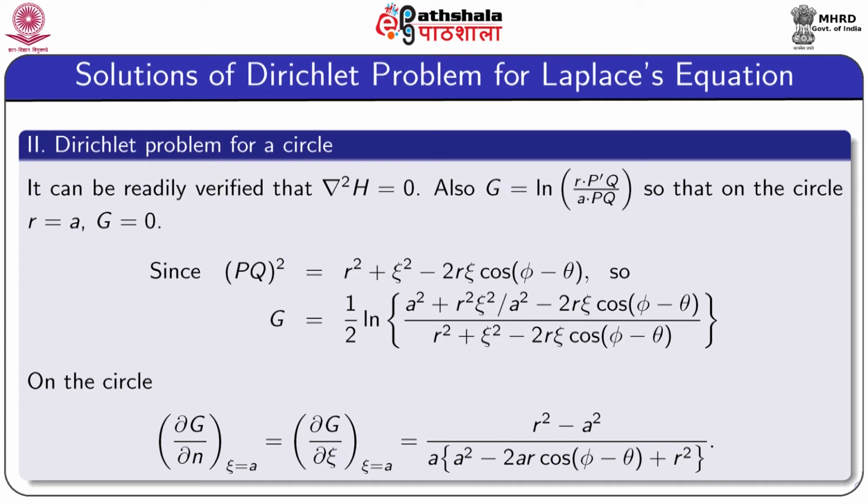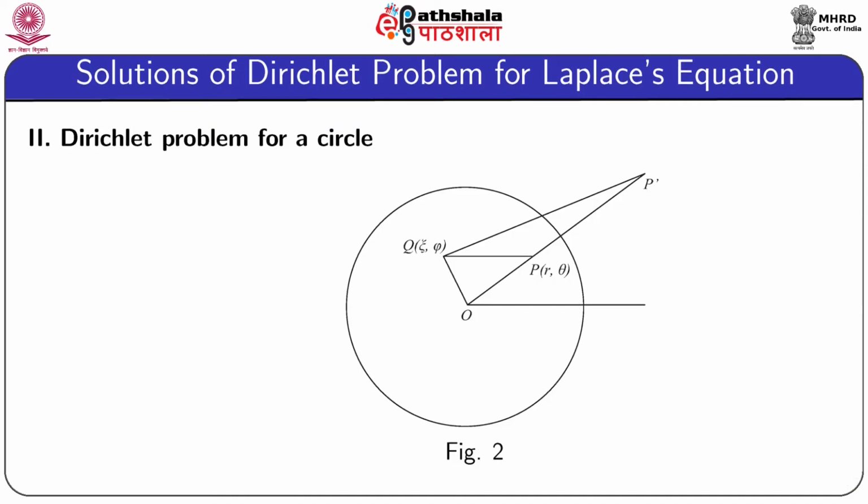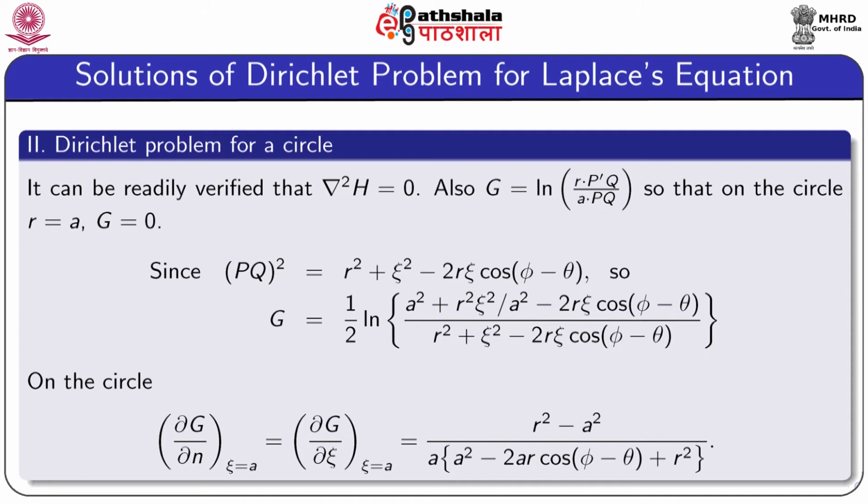Again, we want to obtain the value or the expression for PQ. So, for that we use the geometry. So, the value of PQ squared is equal to OQ squared plus OP squared minus 2 into OQ into OP into cos of (phi minus theta). So, it is written here.